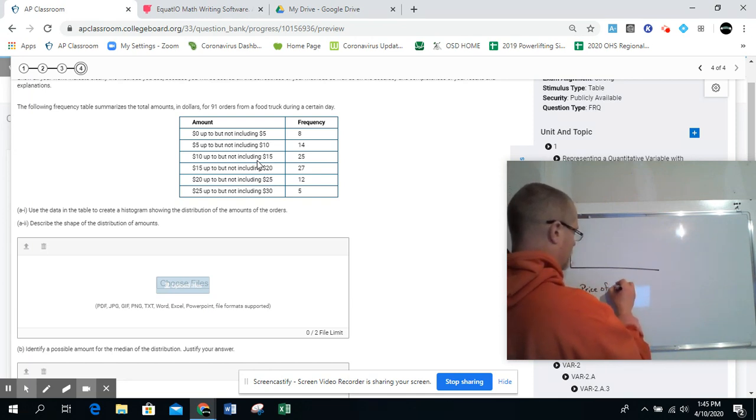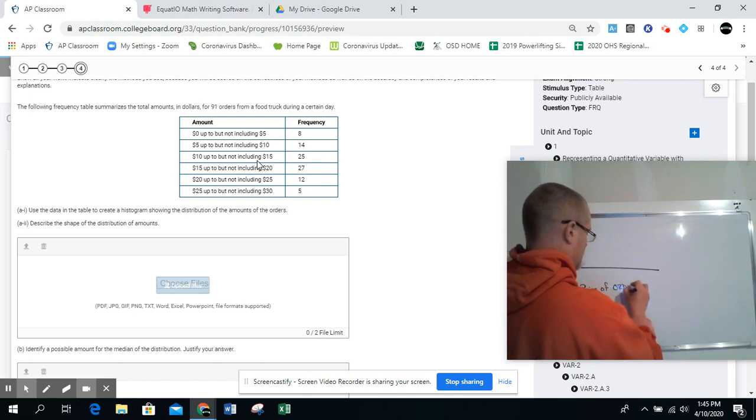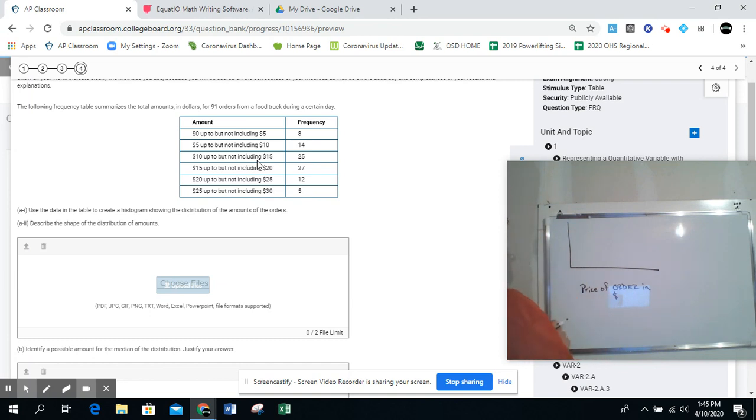Price of the order in dollars. Okay, and then along here, this is frequency. All right, and I'm looking at my frequency, and I need to go all the way up to 27. So, well, I don't know. I'm going to go up to 30, then this is 15, and then halfway, then let's see, 5, 10, and then 20 and 25. So I've got that labeled pretty good.